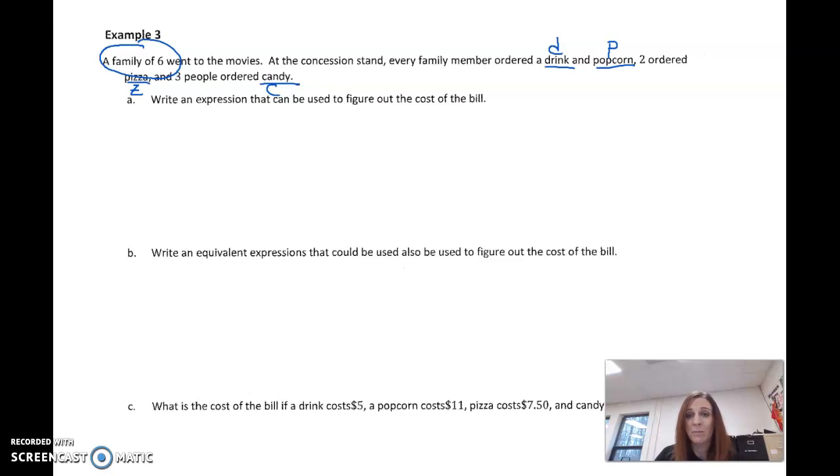So 6 people, every family member ordered a drink. So 6 people ordered a drink, 6 people ordered popcorn. I should say this doesn't represent the number of drinks, it represents the cost of a drink, because we're trying to figure out the cost of the bill. This is the cost of popcorn. Now 2 ordered pizza, so that's 2 times Z, and 3 people ordered candy, that's 3 times whatever the candy costs. So if I want the total cost, whatever the drinks cost, the popcorn, the pizza, and the candy, I have to add them all together. There it is, an expression that represents the total cost of the bill.